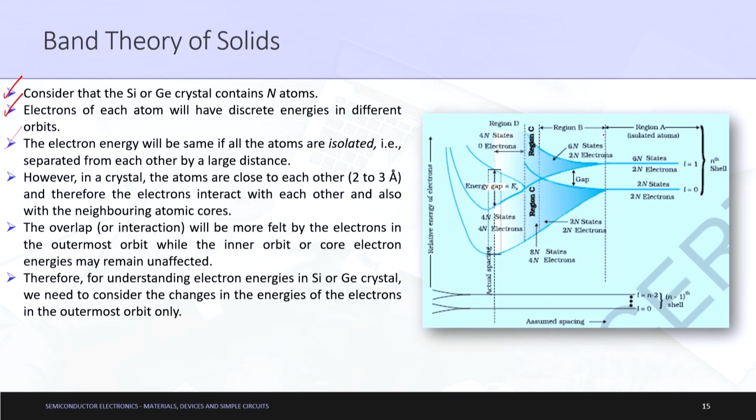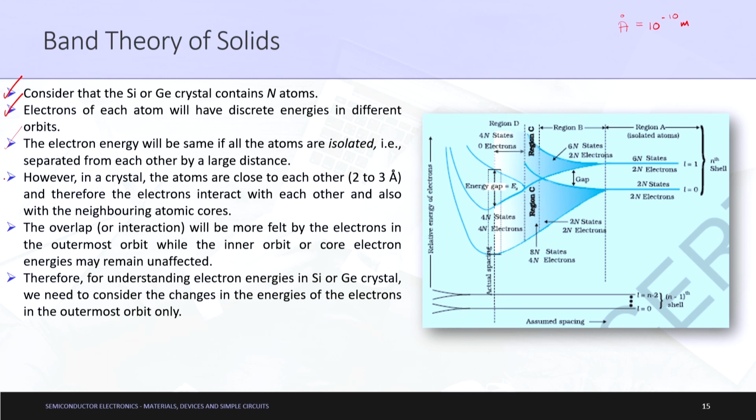So, the electron energy will be the same if the atoms are isolated, that is, separated from each other by a large distance. However, in a crystal the atoms are close to each other, 2 to 3 angstroms, as I already explained. Please remember what an angstrom is. An angstrom is basically 10 to the power minus 10 meters. Therefore, the electrons interact with each other and also with the neighboring atomic core.